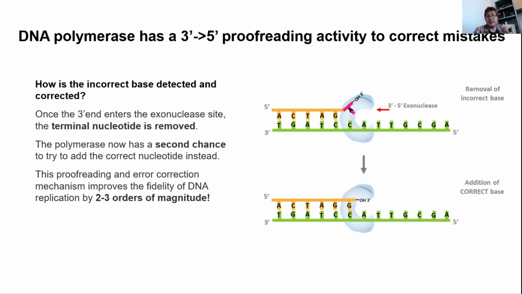And so if you think about that starting number where we were saying it's between 10 to the 4th, 10 to the 6th bases before it makes one mistake, now we're getting up into 10 to the 7th, 10 to the 8th, even 10 to the 9th error rates. So that's going to be a substantial improvement.